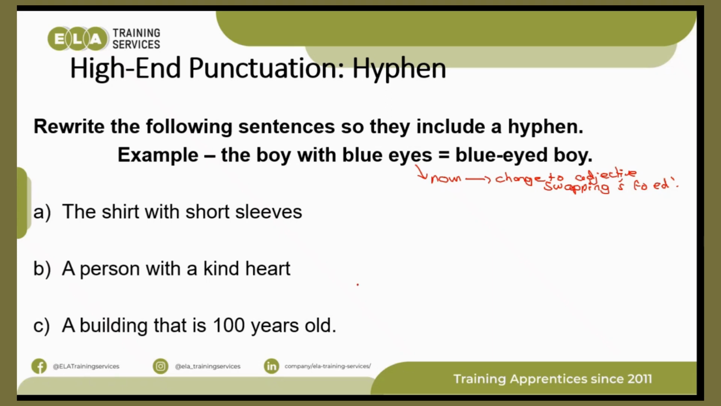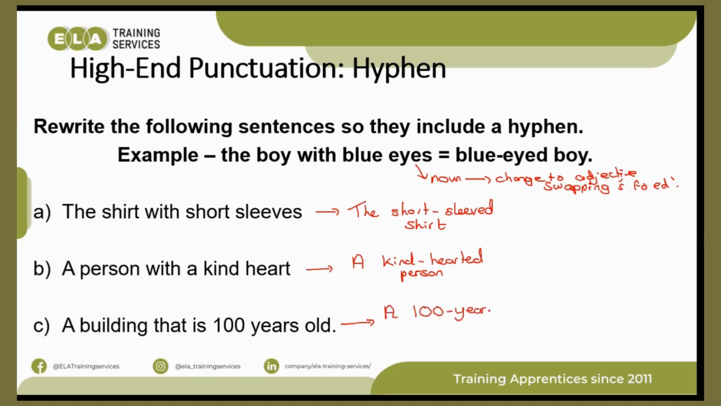Okay, so let's have a look at these sentences. The shirt with short sleeves becomes the short-sleeved shirt. So well done if we got that. Fantastic. Then a person with a kind heart becomes a kind-hearted person. And then a building that is 100 years old becomes a 100-year-old building.